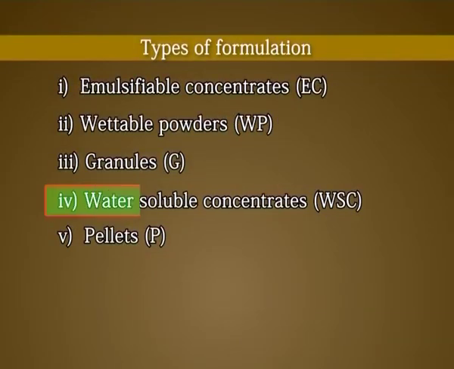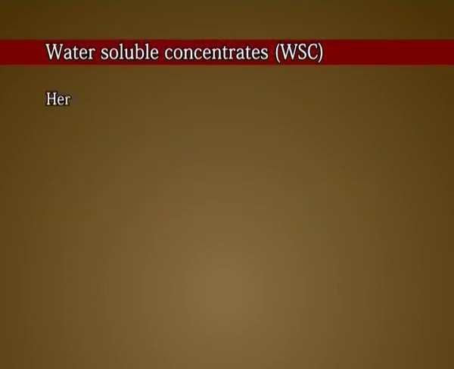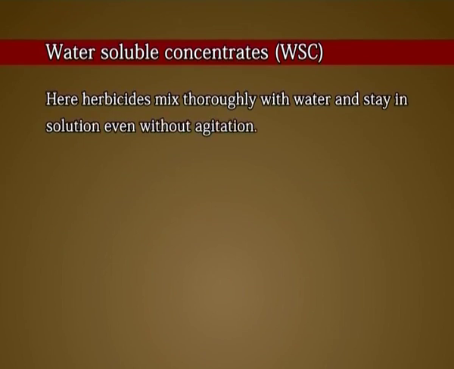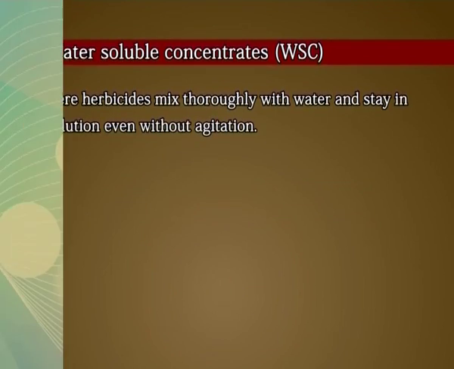The amount of active ingredient is relatively low, usually ranging from 1 to 15%. Number 4, water-soluble concentrates, WSC. Here, herbicides mix thoroughly with water and stay in solution even without agitation. They do not separate and settle out in their containers even if stored for a long period of time. Paraquat is an example of WSC.